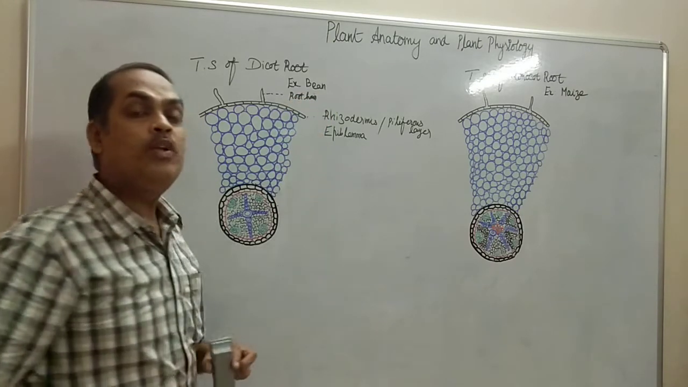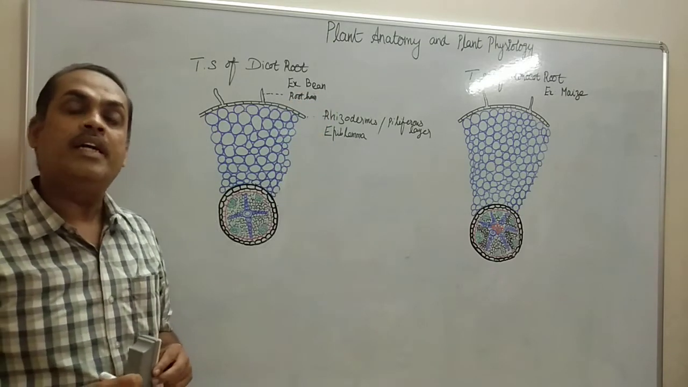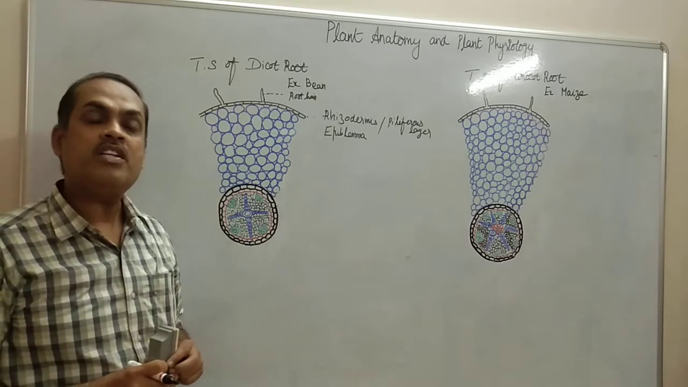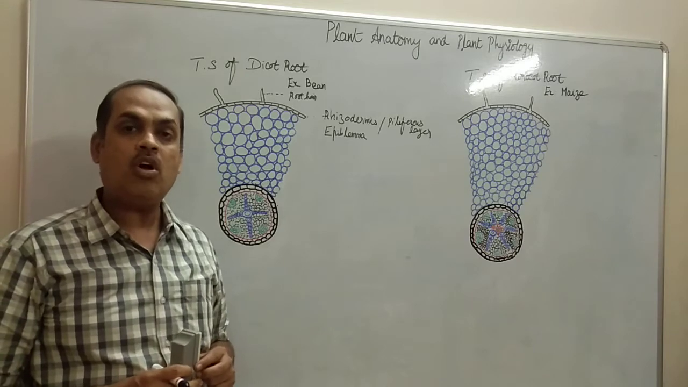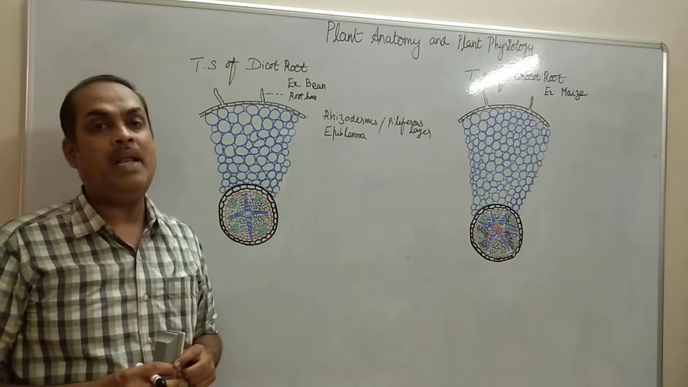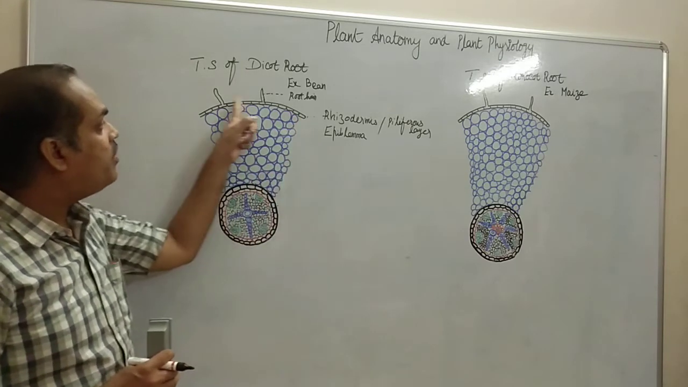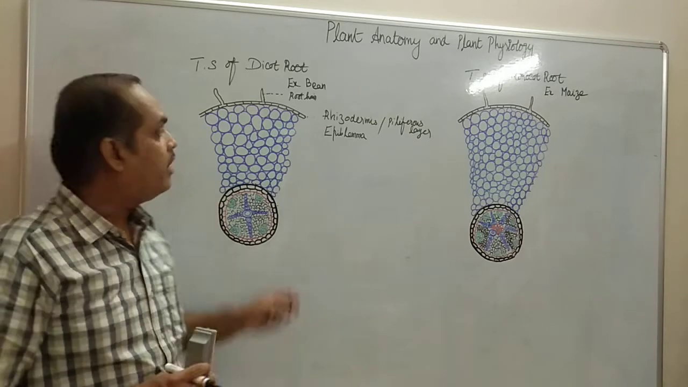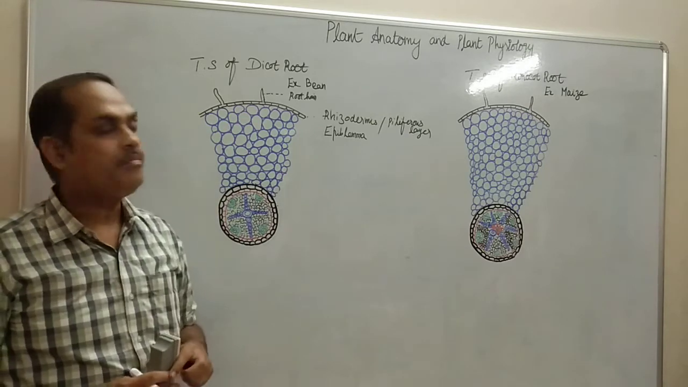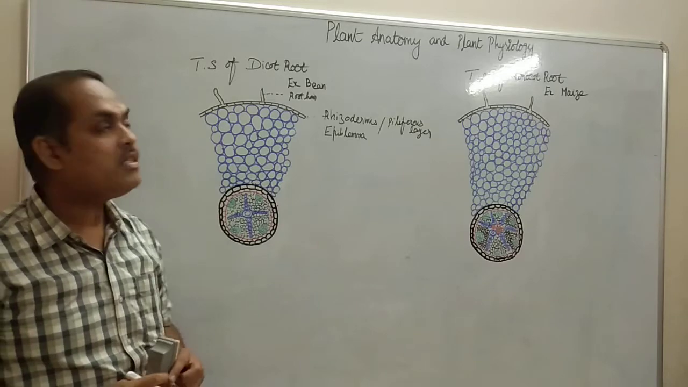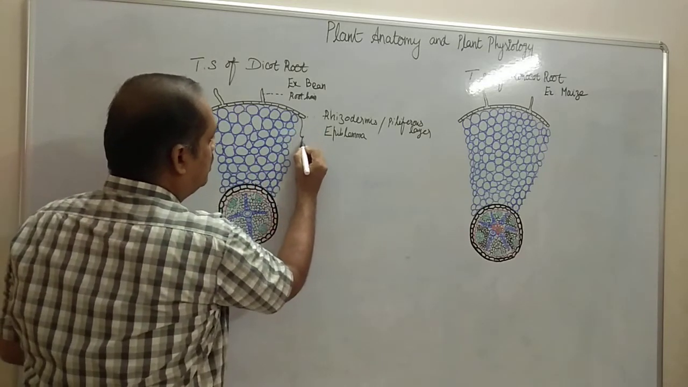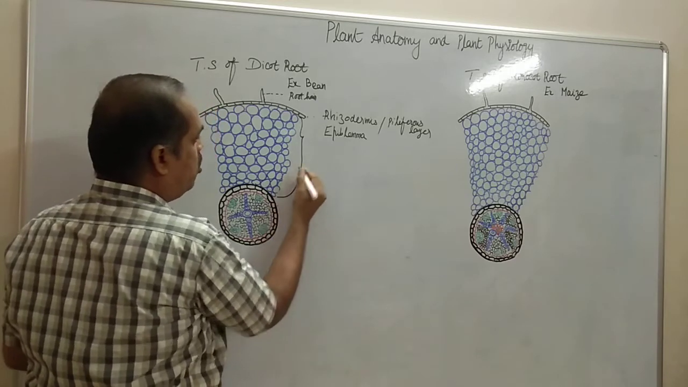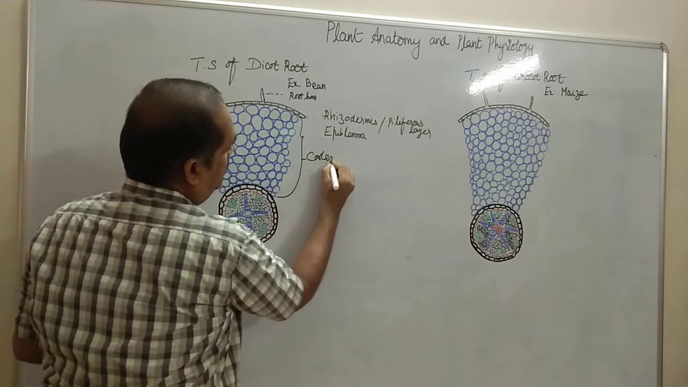Usually the root hairs will be unicellular in dicot and monocot root. The function of the root hair is to absorb water and minerals from the soil to all the other parts of the plant body. Now the function of the rhizodermis is to protect the underlying tissues. That's all about the rhizodermis. The next layer, the blue color layer which I have drawn, is called as cortex.